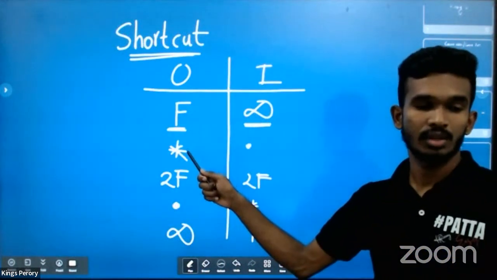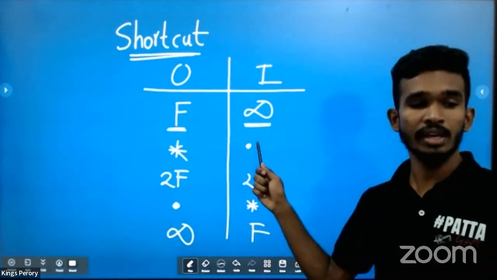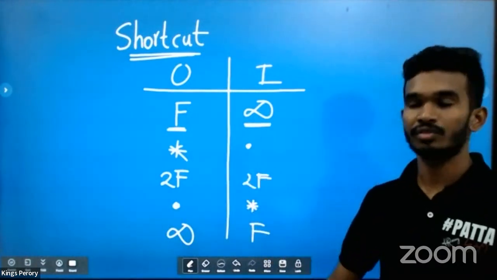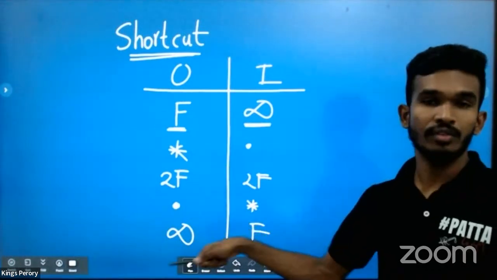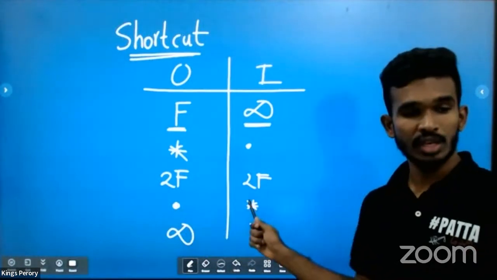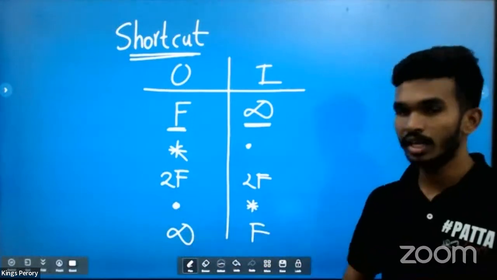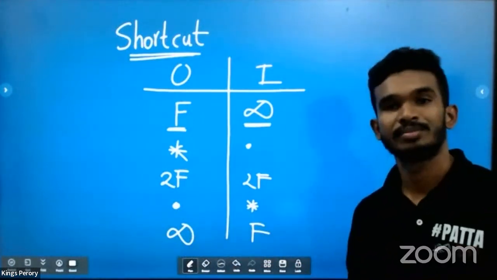Star is what? Between F and 2F. Object between F and 2F, image is after 2F. Object at 2F, image also at 2F. Object after 2F, image between F and 2F. Object at infinity, image is at F.